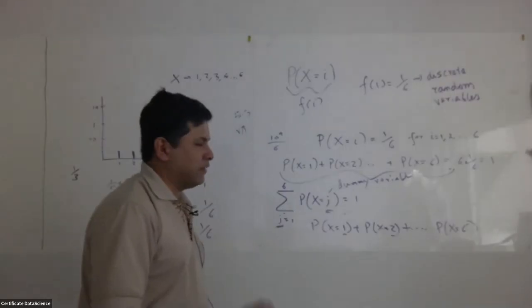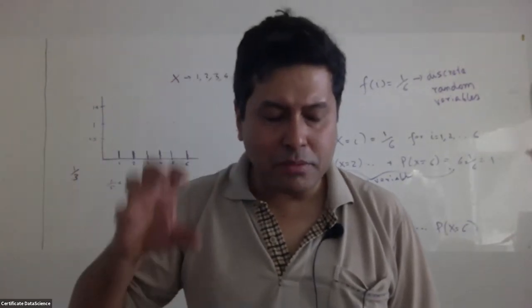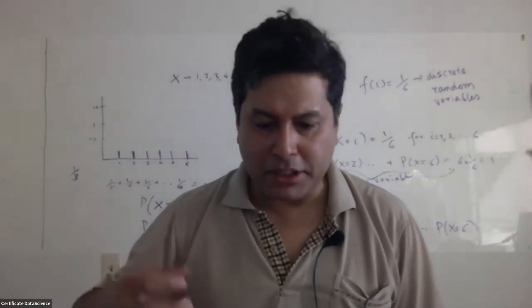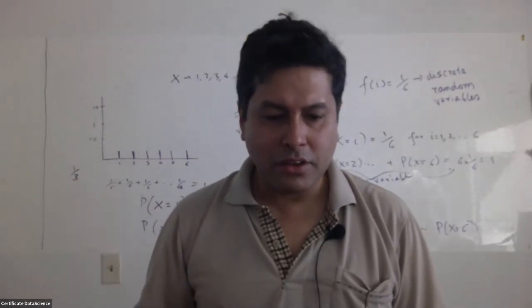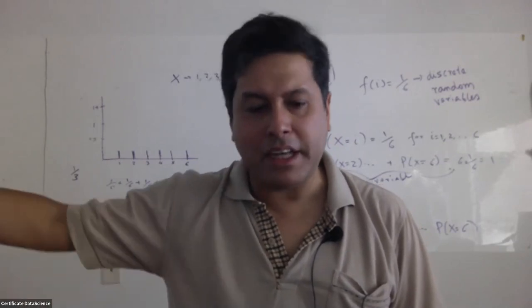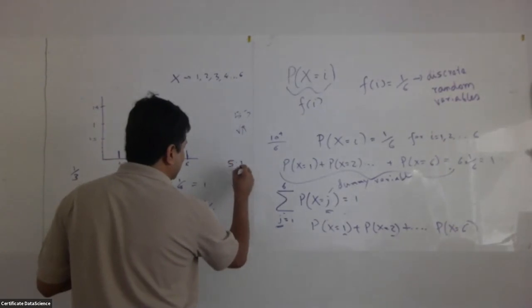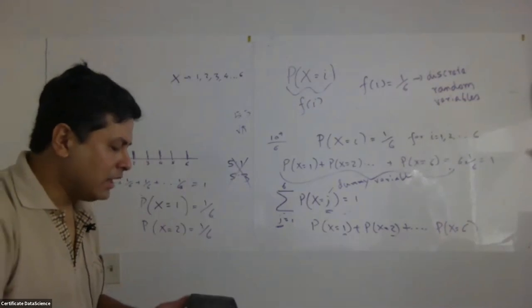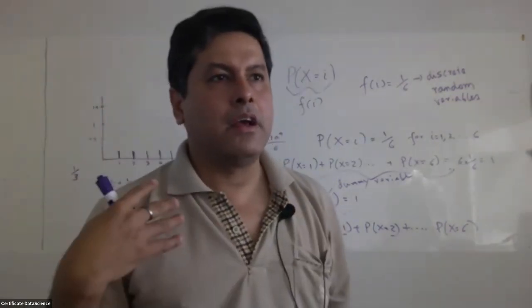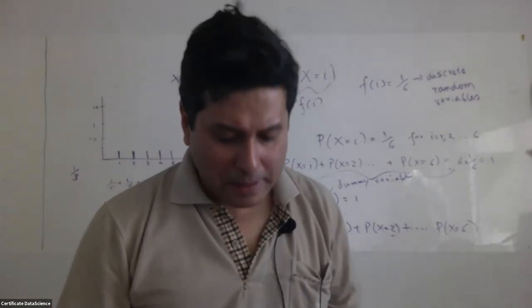So discrete random variables, it's called discrete. It's like chunks. The random variables that take discrete values, that means 1, 2, 3, 4, 5, 6, or maybe 1, 2, 3, 4, 5, 6, 7, 8, numbers without decimals. Anything that takes this kind of value, those random variables are called discrete random variables. For example, so did it clarify?